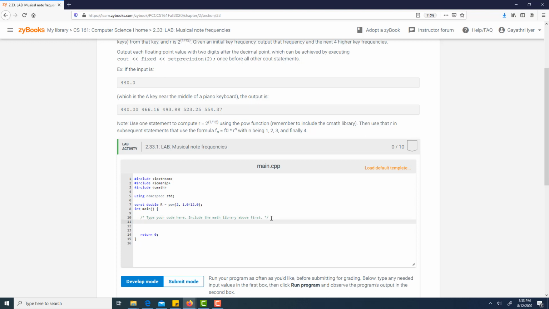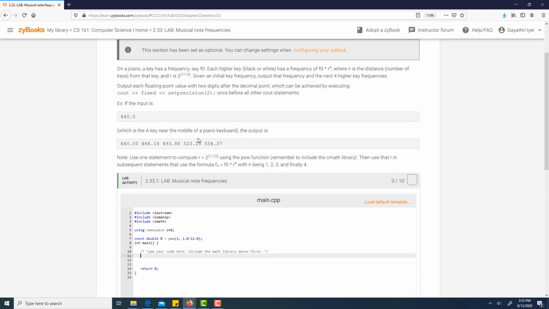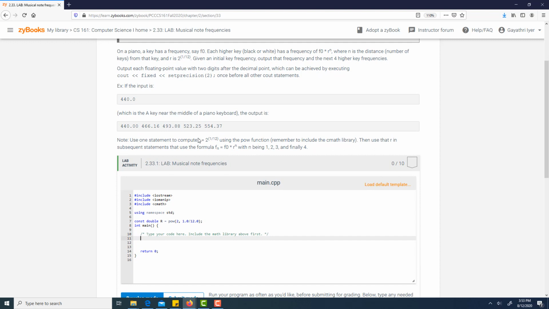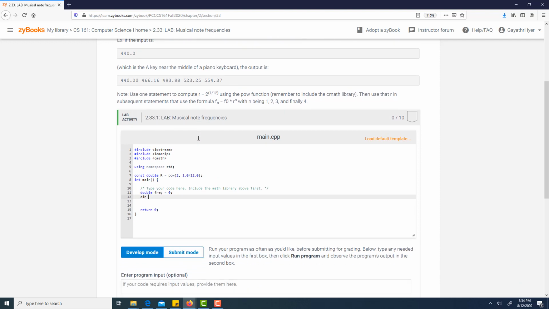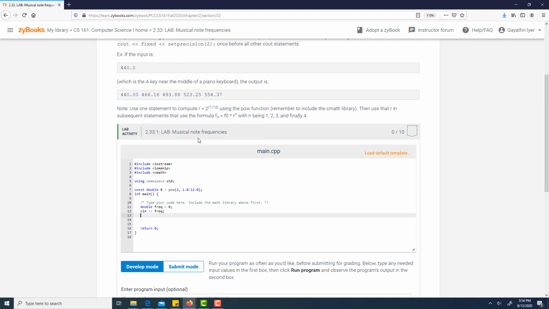Now we need an input from the user. So let's say double frequency, and let's initialize our variable to 0 and read from the user. There's no prompt, so we don't need to output anything. Just read cin frequency. Then you are going to say cout. We'll do the calculation and output it all at the same time.